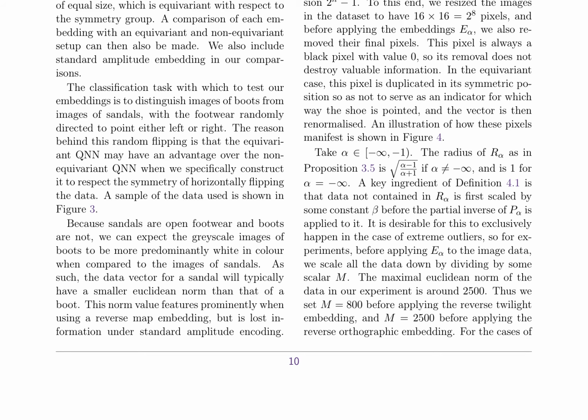The data is pre-processed by resizing images to 16 × 16 pixels and removing the final pixel, which is always black. In the equivariant case, the pixel is duplicated in its symmetric position to avoid serving as an indicator for the direction of the shoe.